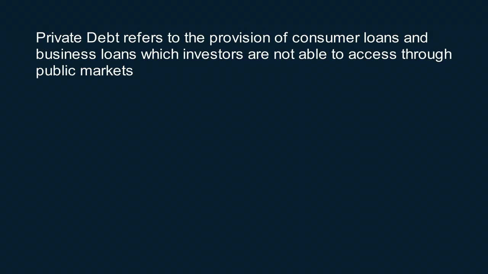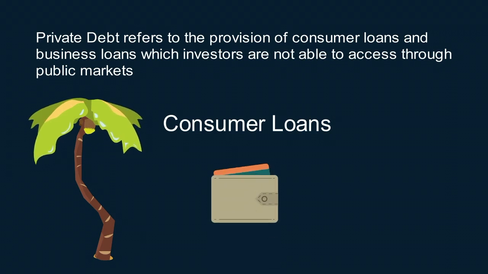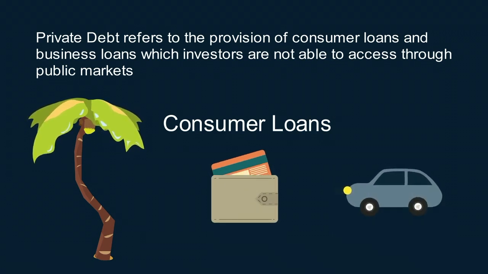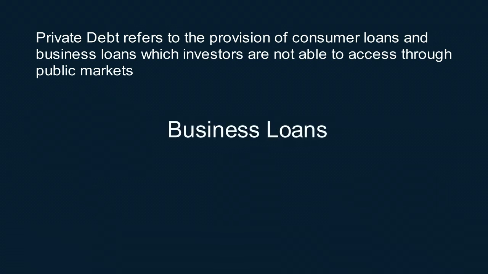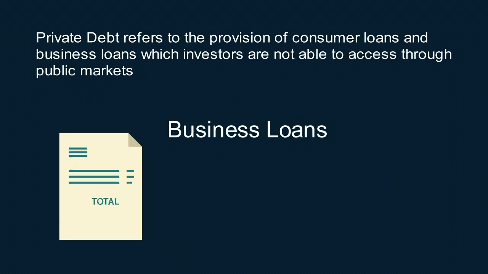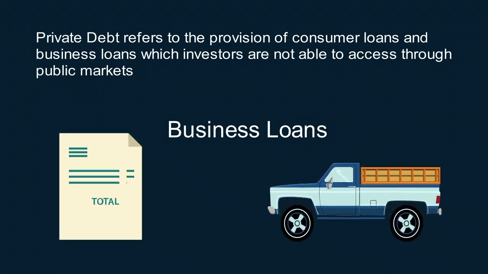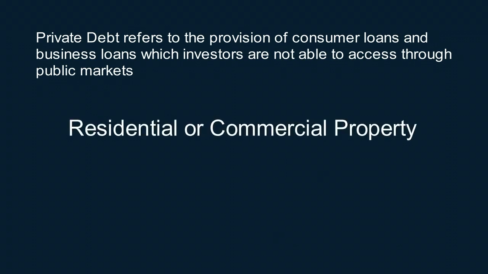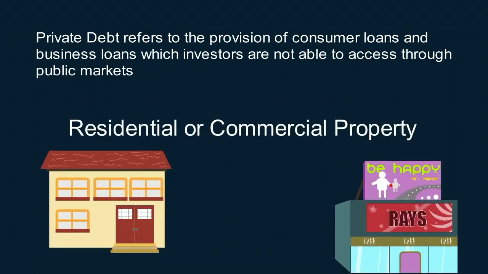Examples of private debt assets are consumer loans, such as personal loans, credit cards, and car loans. Business loans, such as invoice financing, unsecured business loans, and supply chain finance. Residential or commercial property loans.